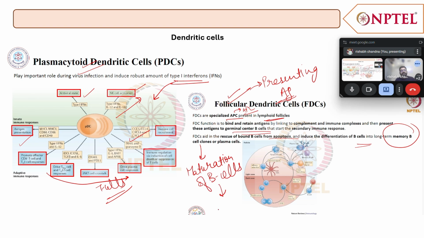That means they can create an immune response by producing the plasma cells that secrete the antibodies, and they can produce the memory B cells for the secondary immune response. Okay, so any doubts till now?